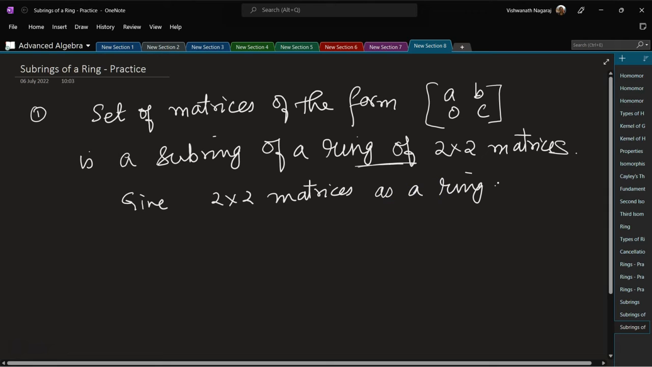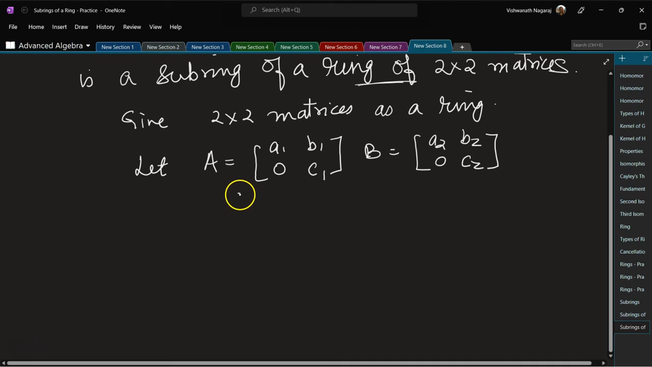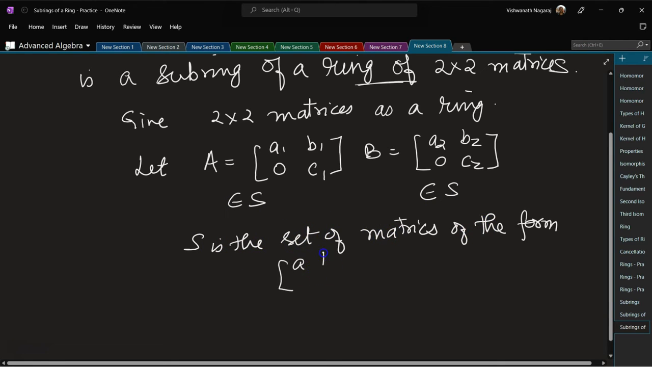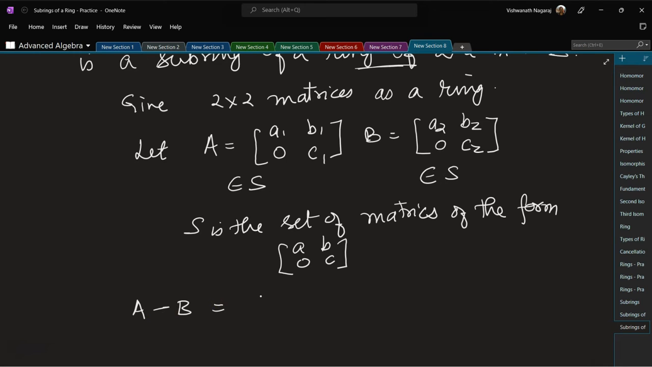Now we know to figure out whether something is a subring or not, we need to just check for two conditions. So let A be equal to [A1, B1; C1, 0] and B be equal to [A2, B2; C2, 0]. Now this belongs to S and this belongs to S, where S is the set of matrices of the form [A, B; C, 0]. Now the only thing we have to do is check whether it is closed under subtraction. Whether if we subtract A and B, then do we get a matrix of the same form?